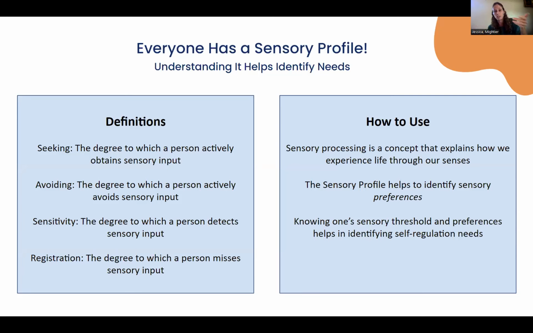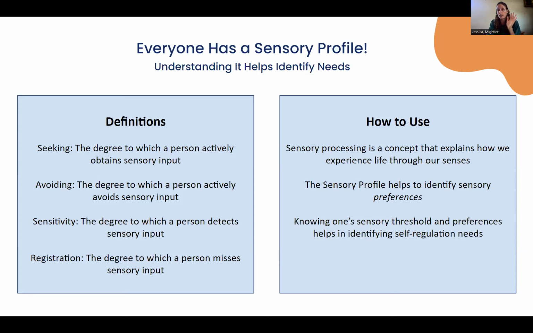So just to quickly review some definitions in what we just went over. Seeking is the degree to which a person is actively trying to obtain sensory input, versus avoiding, which is the degree to which a person is actively avoiding sensory input. Sensitivity is the degree to which a person detects sensory input. So how sensitive are you to it? How much do you notice it? And registration, the degree to which a person misses sensory input.